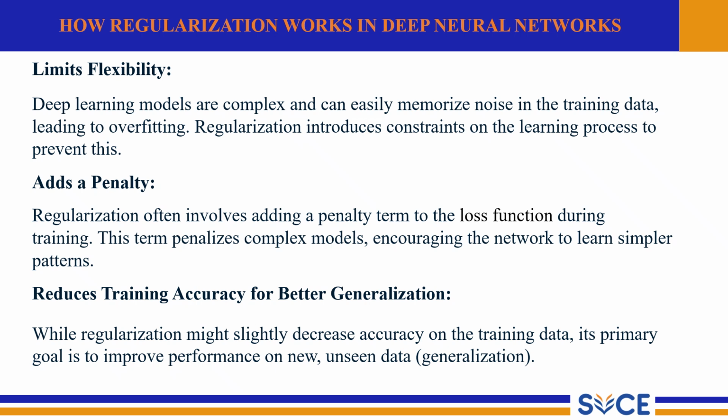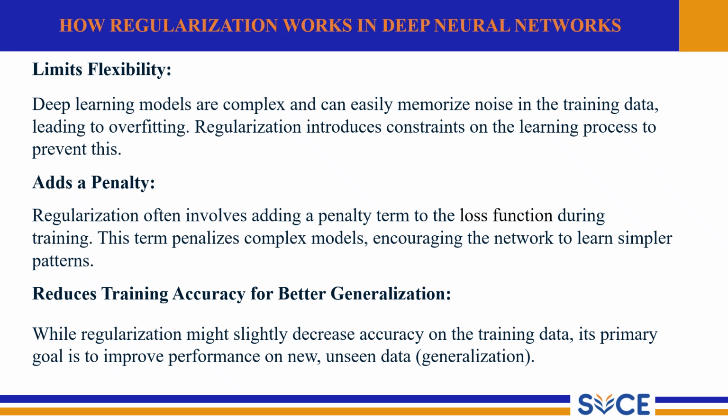The second one is that it adds a penalty. Regularization techniques often modify the loss function by adding a penalty term. This term discourages overly complex models by penalizing large and unnecessary weights. So the result is a simpler, more generalizable network that's less prone to overfitting.